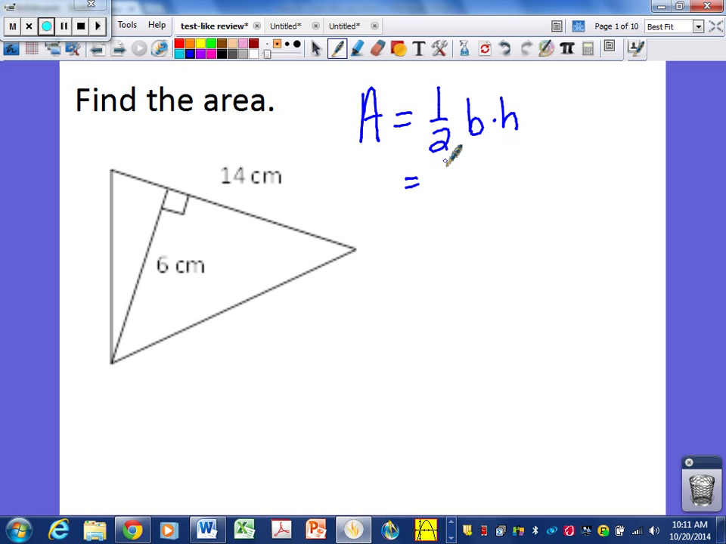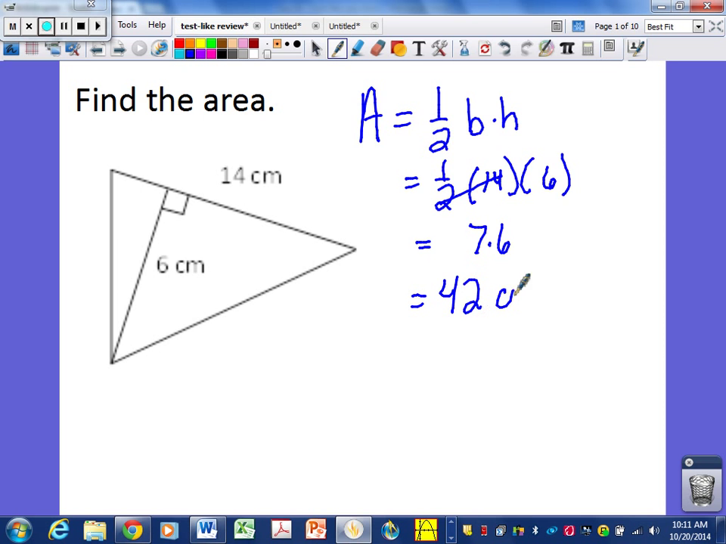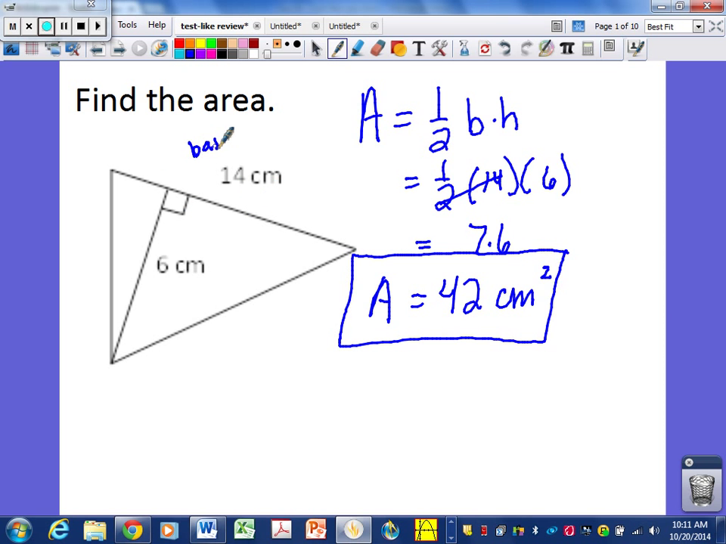In this case, the base is 14 centimeters and the height is 6 centimeters. Half of 14 is 7. 7 times 6 is 42 square centimeters. Area equals 1/2 of base times height. Remember, the base and the height must always be perpendicular.